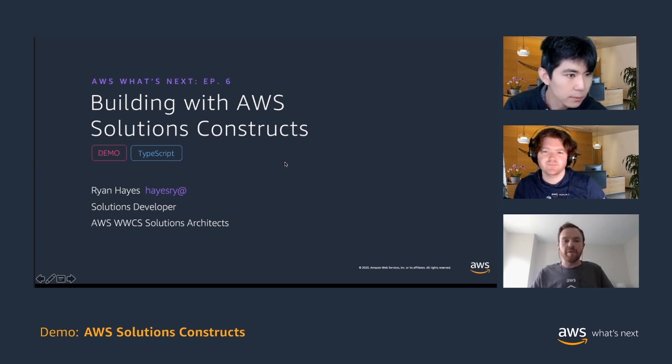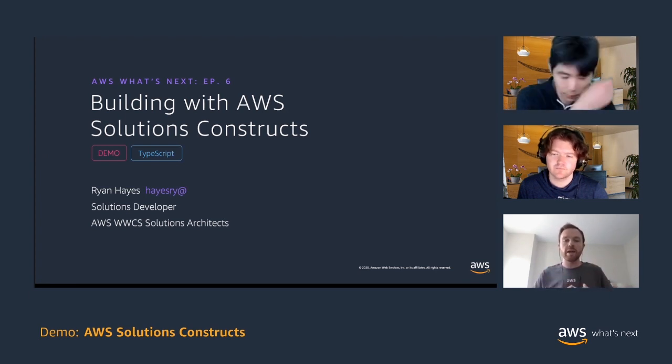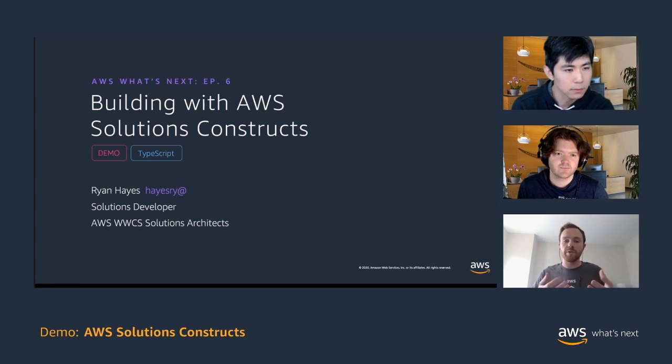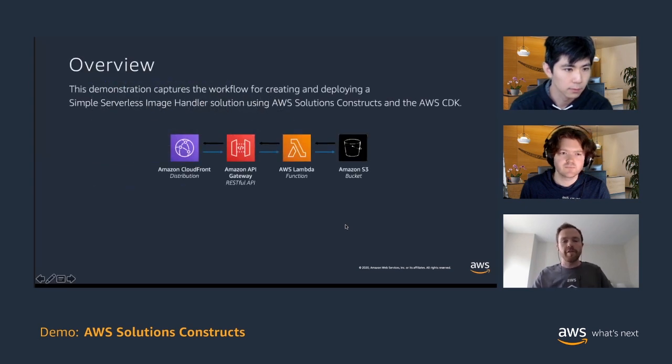So today what we'll be talking about, and as Nick touched on a little bit earlier, we'll be walking through what it's like to build a solution using AWS Solutions Constructs. The important thing to note here is we'll also be sprinkling in a little bit of CDK as well. So we'll get the best of both worlds in terms of how this all comes together for the developer. The example that we'll be using today is the serverless image handler architecture.